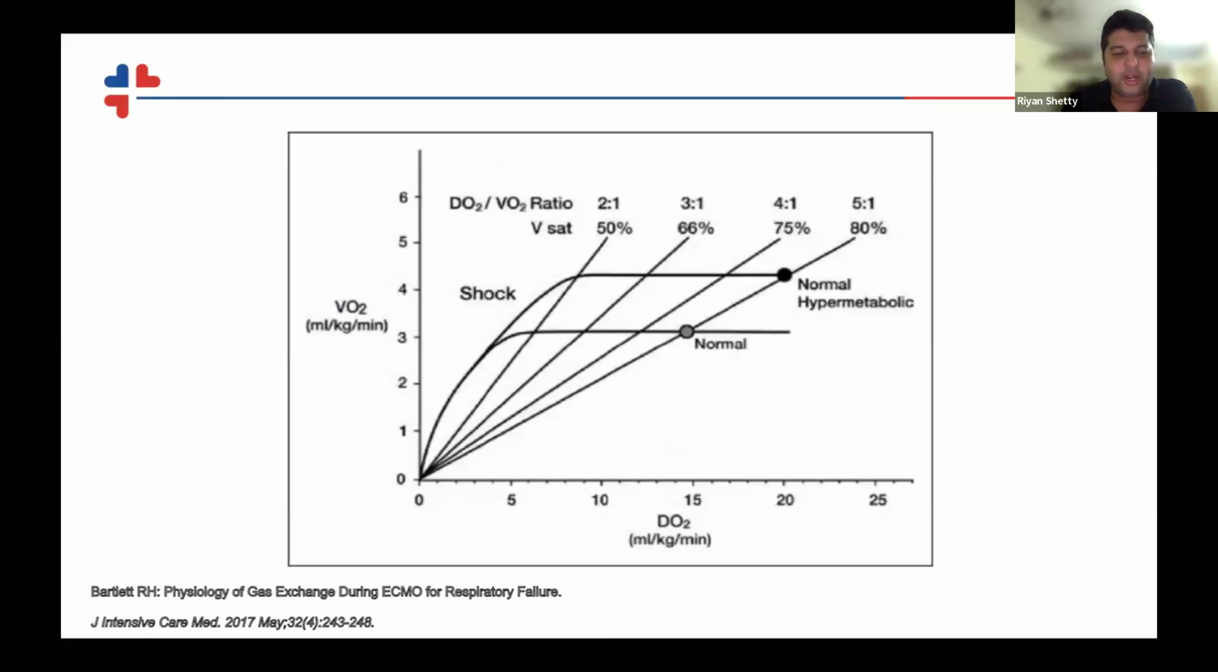This is a beautiful figure by the father of ECMO, Dr. Bartlett. This is to show you, you can see my pointer, you and I are listening to this lecture. Maybe we are over here. We have a 5:1 DO2, VO2. If we are sweating or have a fever, we might become hypermetabolic and we might still maintain 5:1. But if you start getting DO2, VO2 imbalance and go towards 3, below 3, you start collecting acid.